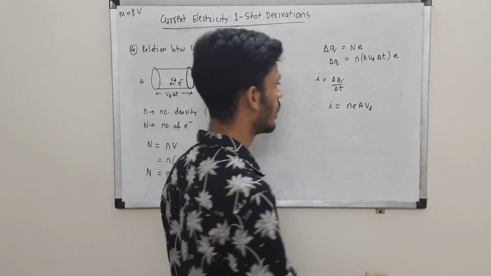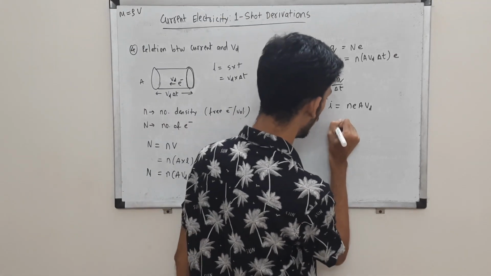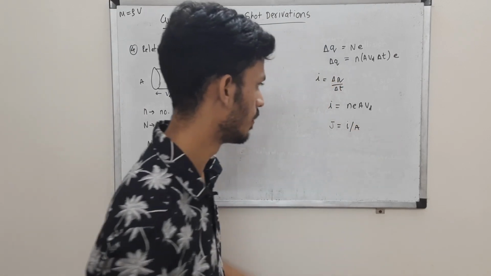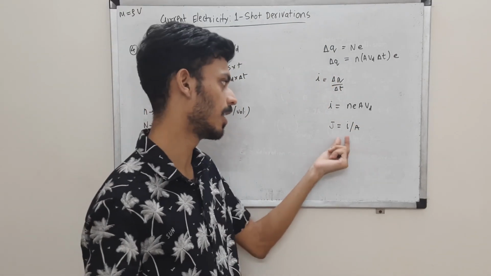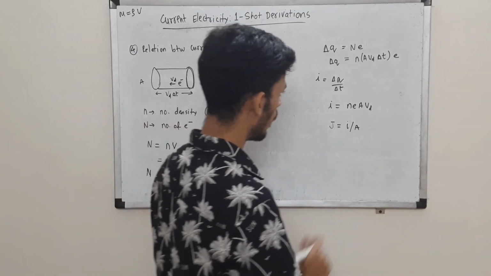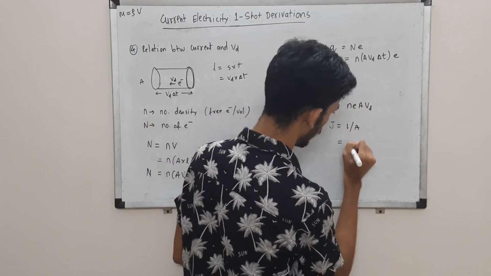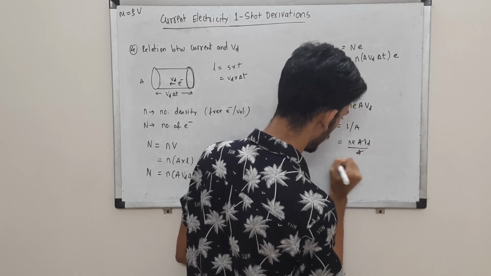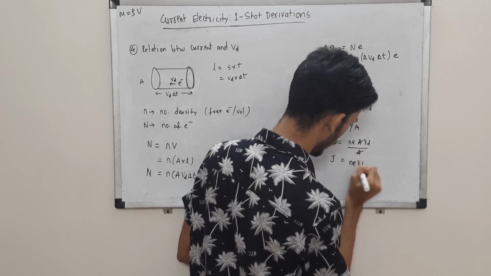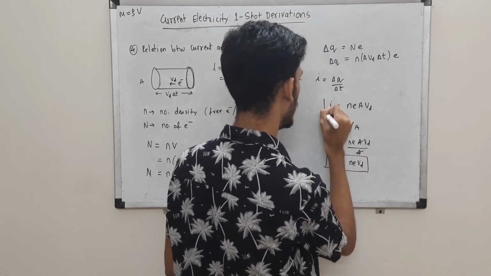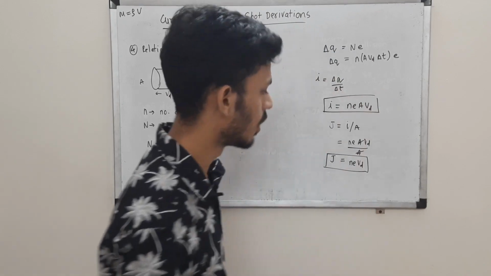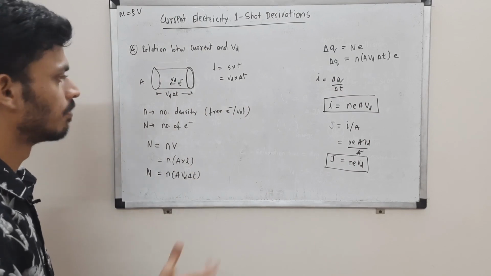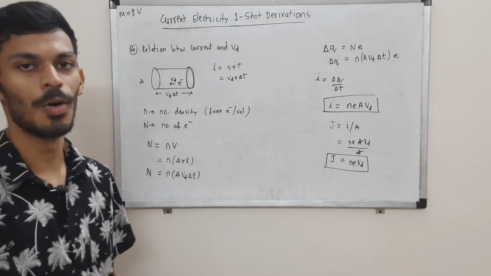Also, you can go one step further and find the relation between drift speed and current density, because current density is I by A, current by A, by magnitude. So if you take I, which is nEAvd, divided by A, that will give you J is equal to nEvd. So these are the relations for current density and current in terms of drift speed. Very important relations, and that is how you derive them. Over to the next derivation.